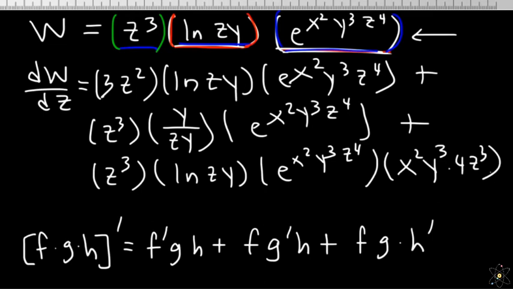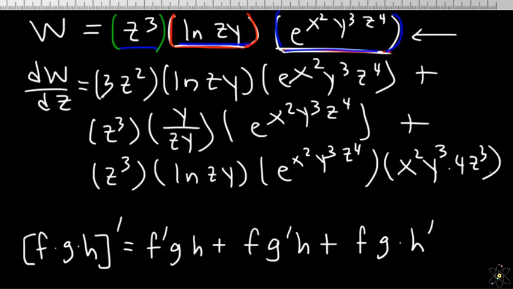You have to use the product rule with three different variables. When I mean three variables, I mean f, g, and h. But z is just one variable. That's the only thing that we're differentiating. Now let's see if we could simplify our expression.